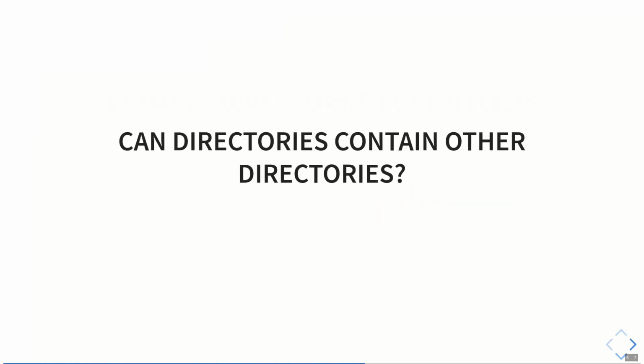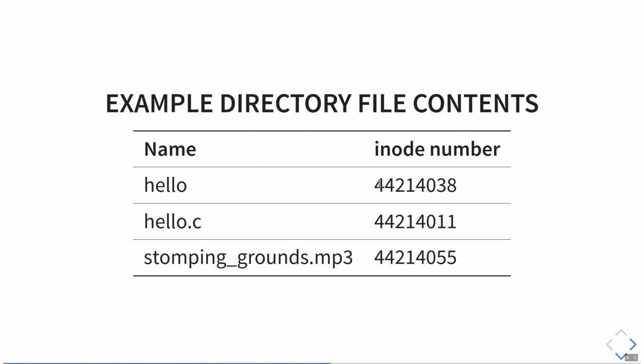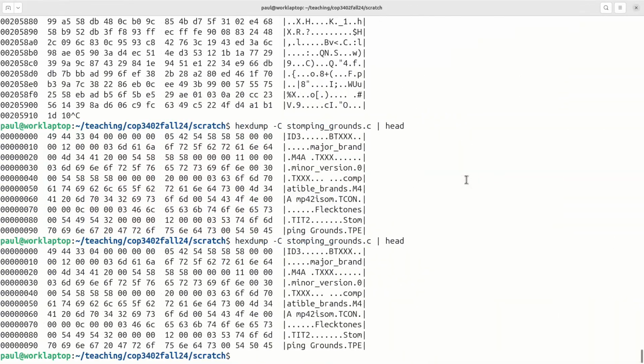And so to answer your question about how you move a file, say we're moving hello to a different directory, we would just remove it from this directory's entry and add it to a different directory file's entry. The number will be the same. So all moves and renames do nothing to the inode file.